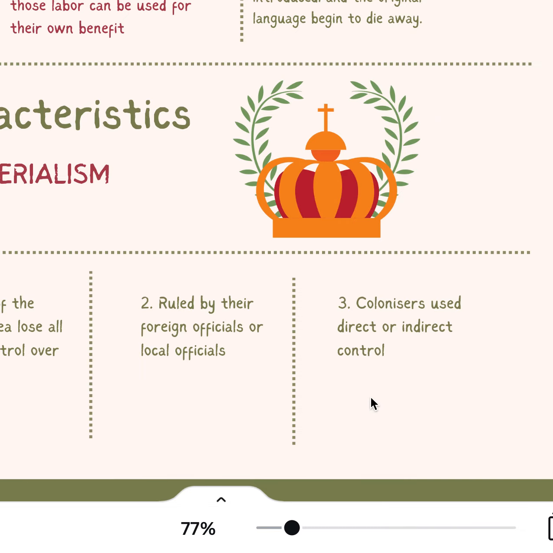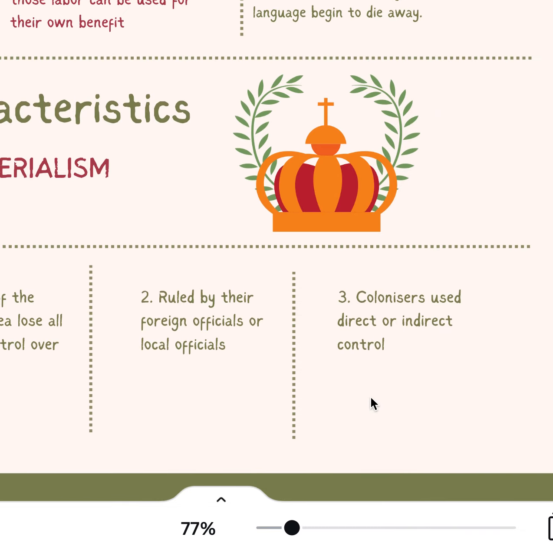Colonizers use direct or indirect control. Direct means being ruled by the foreign official, and indirect means being ruled by the local officials. So this is also colonized.